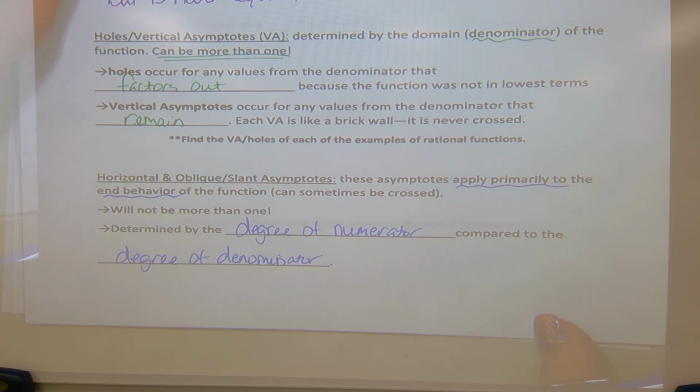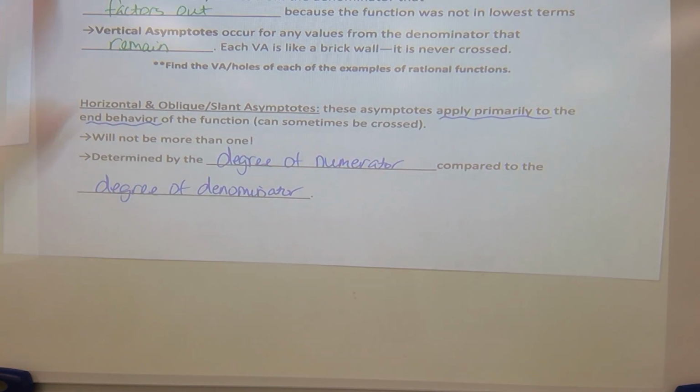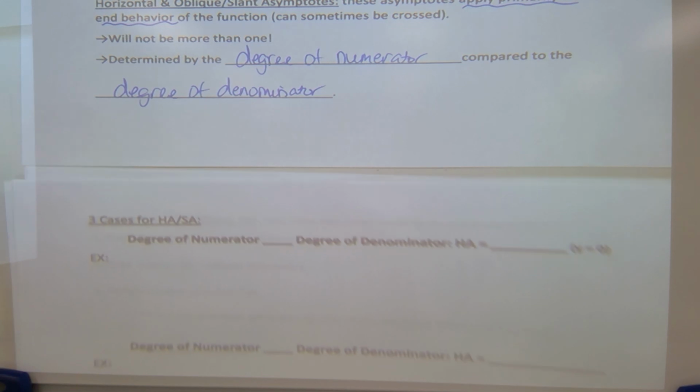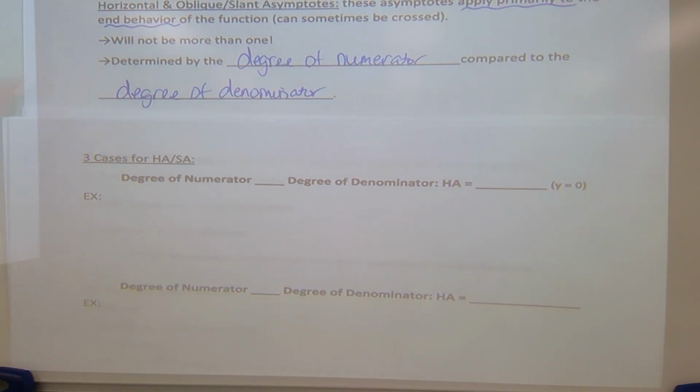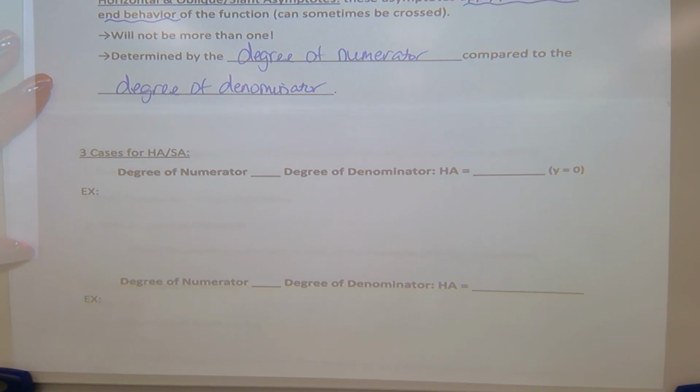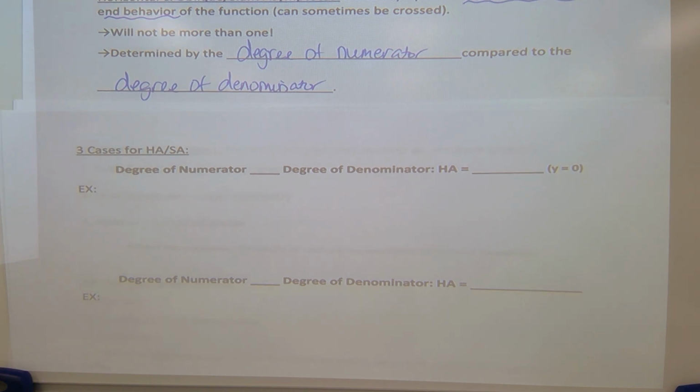Compare the degree of the numerator to the degree of the denominator. There are 3 different ways these degrees can compare, so I have 3 different cases. Now remember that we are sticking with linear asymptotes in this course. If you had different situations, you could have asymptotes that are not linear. We're not worrying about those for this class.